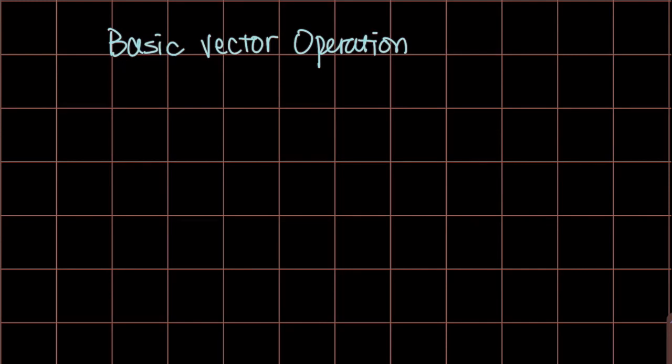Hey guys, today we are talking about the basic vector operation, which is the length or magnitude and the direction. Let me give you an example. For example, the raft motion: that is the point A, that is the point B, and that is the point C.